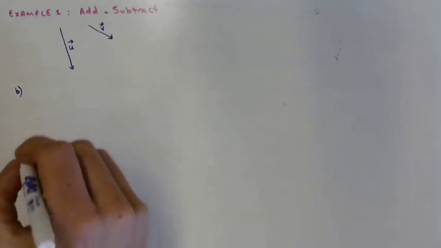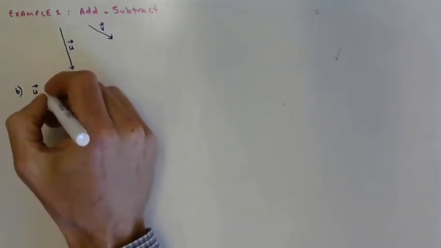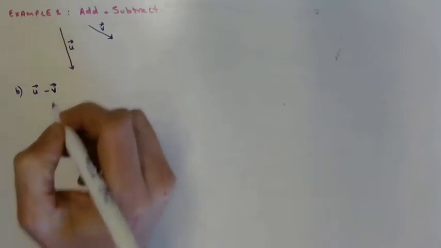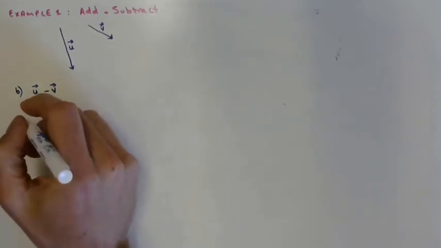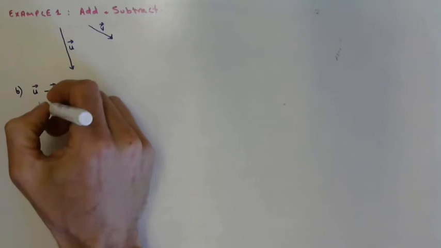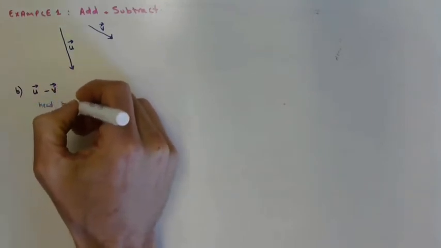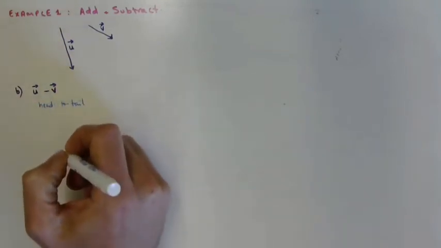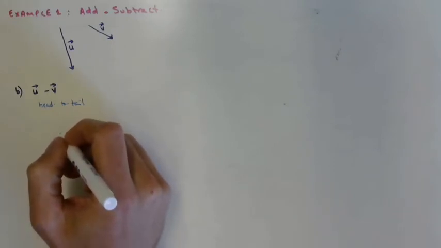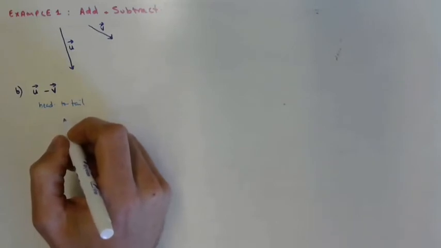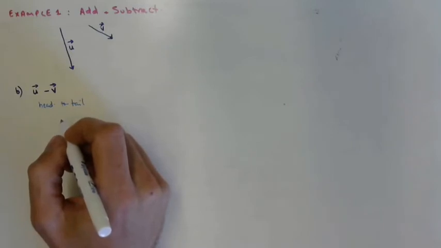Part B of example 1 asks us to find vector u minus vector v. And there's going to be 3 different ways that we're going to do this. One of the ways is the head to tail method. So we're going to draw the opposite of v, which is negative v, and then we're going to translate it so that its tail is at the head of vector u, and then we can add them together.